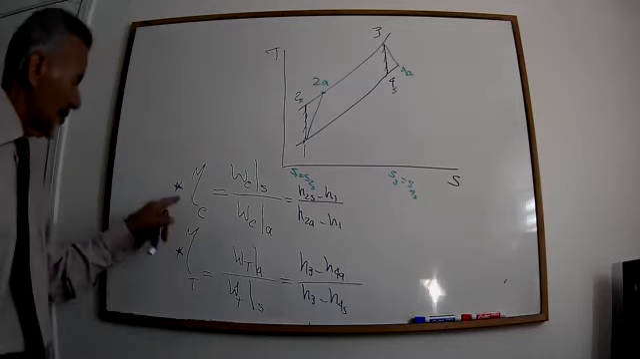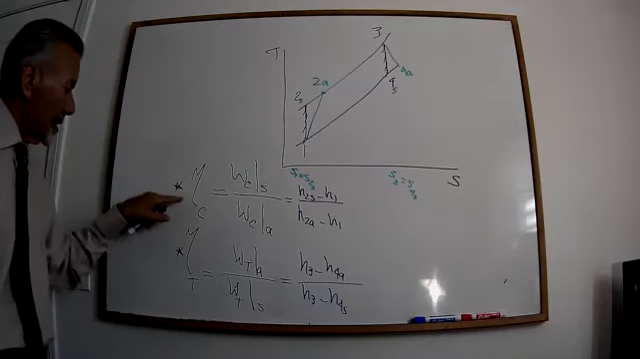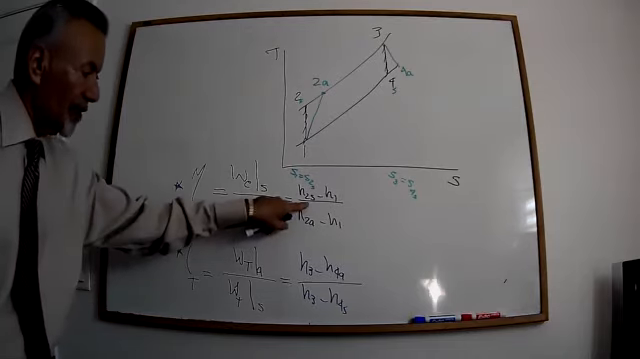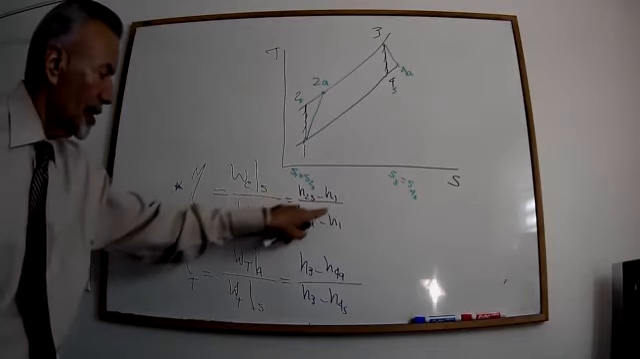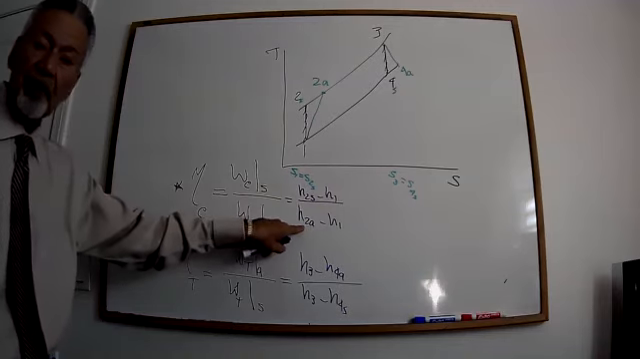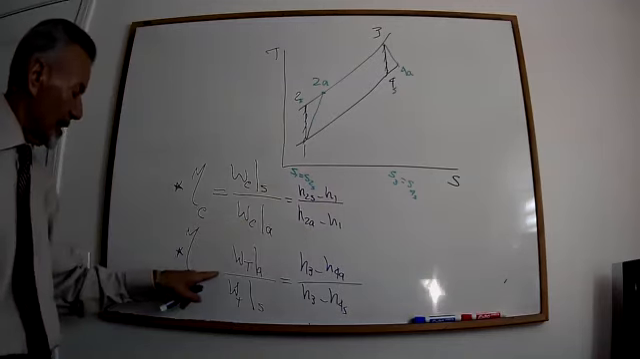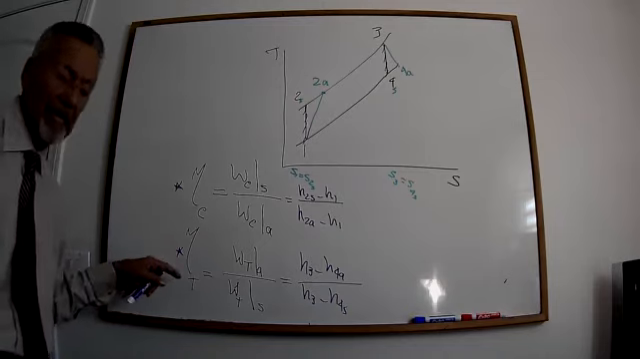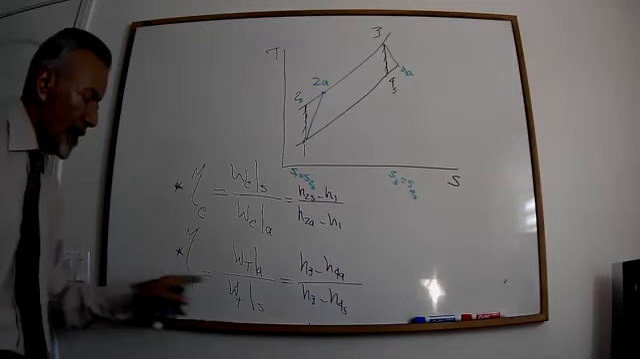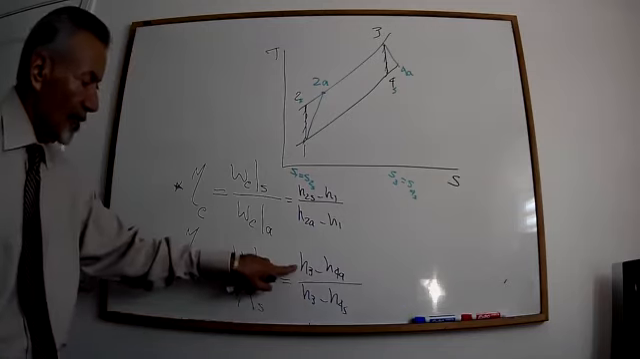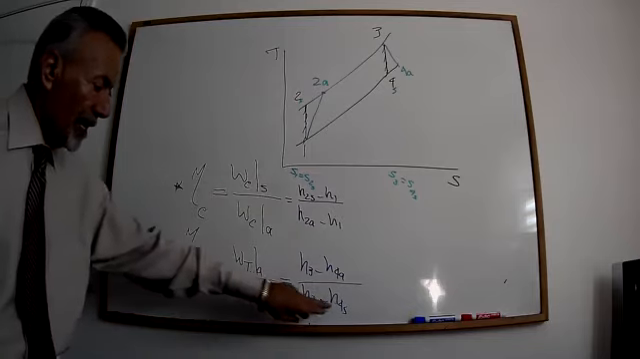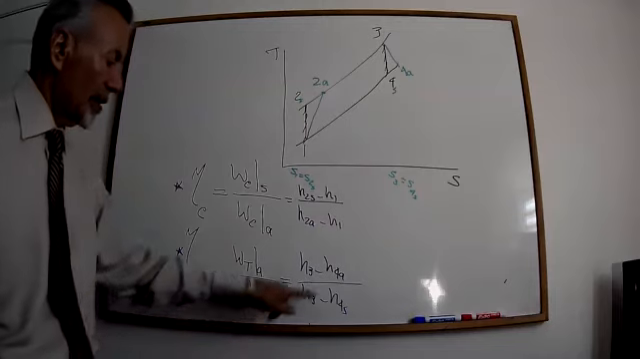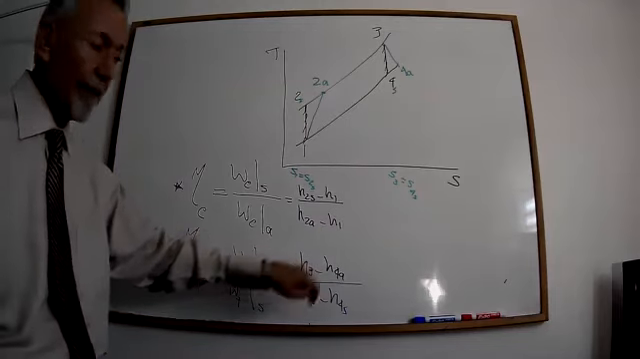Now, if this efficiency is given, this side is already known to you. You find H2s from the table and H1. From that, you find H2a. Similarly, if you have efficiency of a turbine, let's say 90%, that's 0.9 on this side. On that side, you find H3, that's no problem. H4s, you find it from the table, isentropic. The only unknown would be H4a.